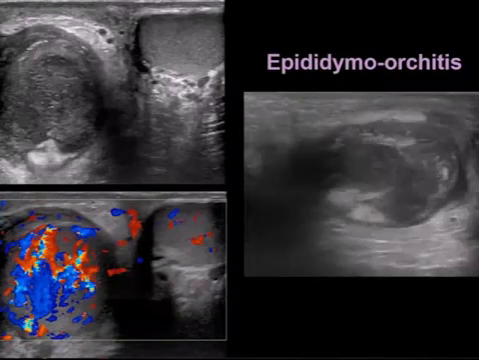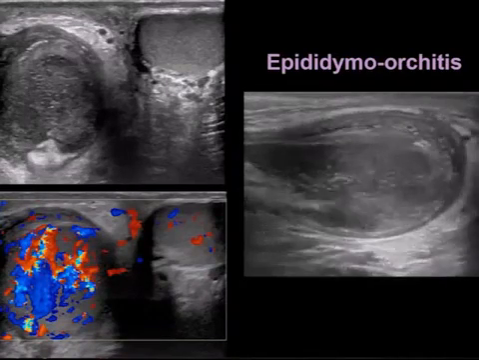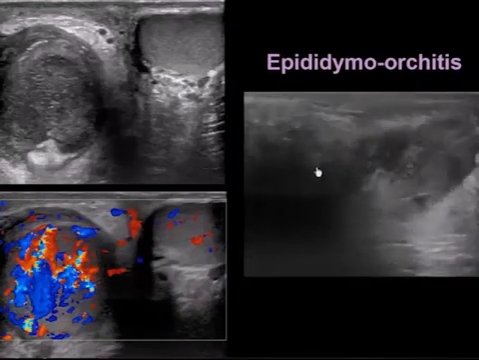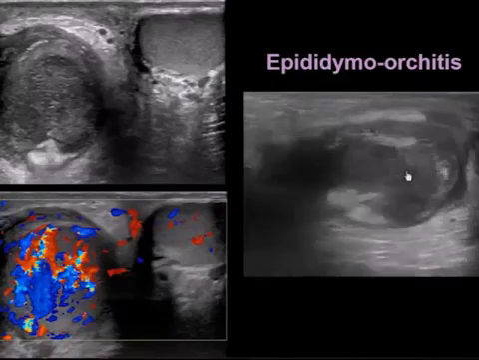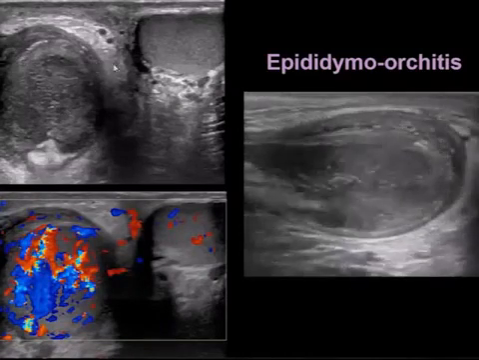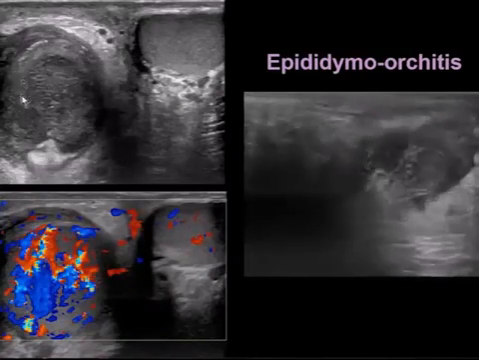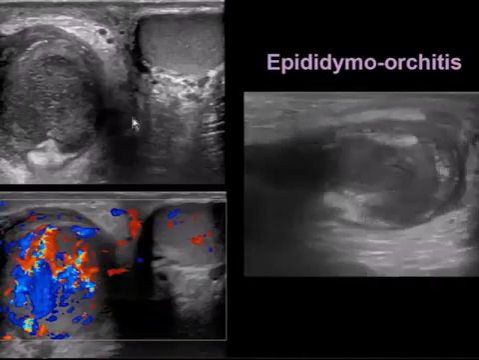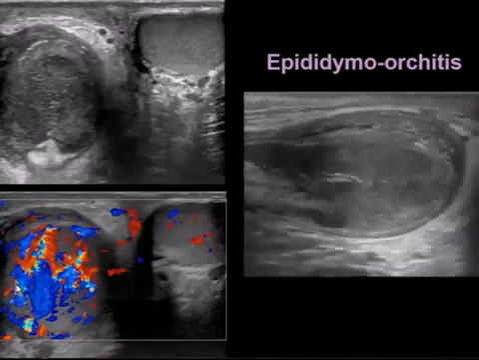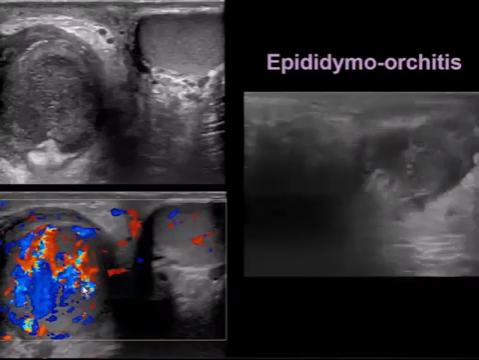So here's a patient with epididymal orchitis. You can see that there's marked thickening of the epididymis. You can also see altered echogenicity in the right testicle on the clip, as well as here on transverse view compared to the left, and marked increased blood flow inside the right testicle.